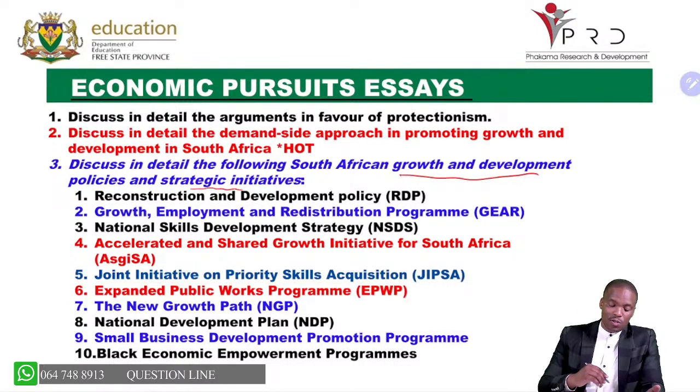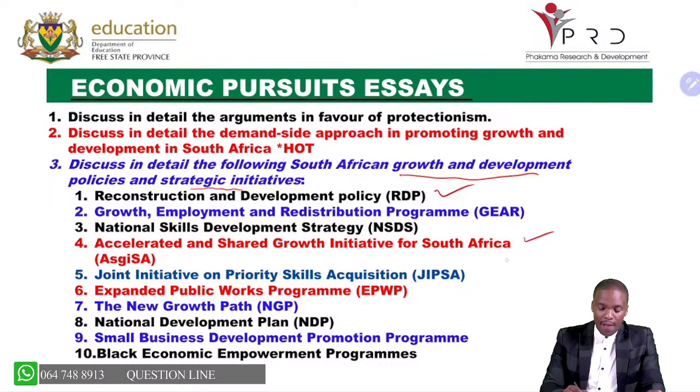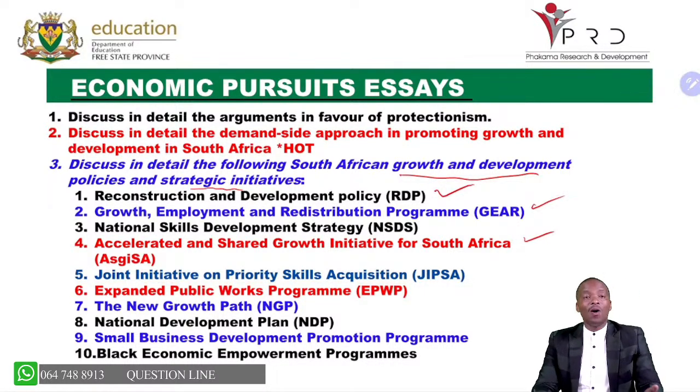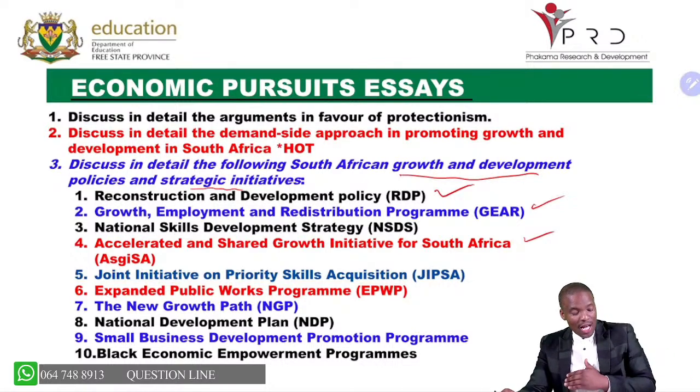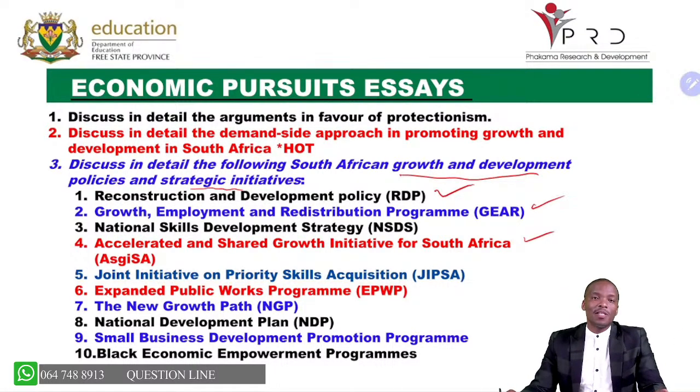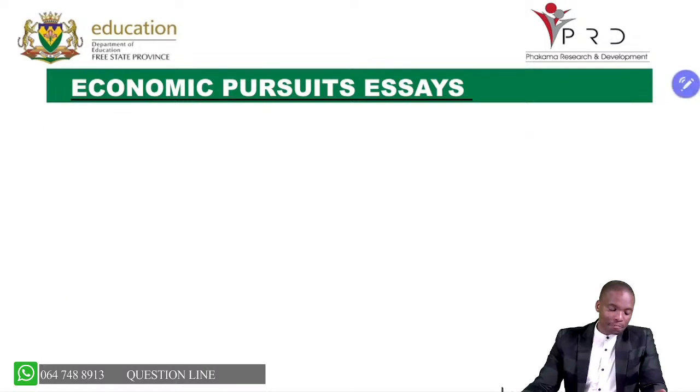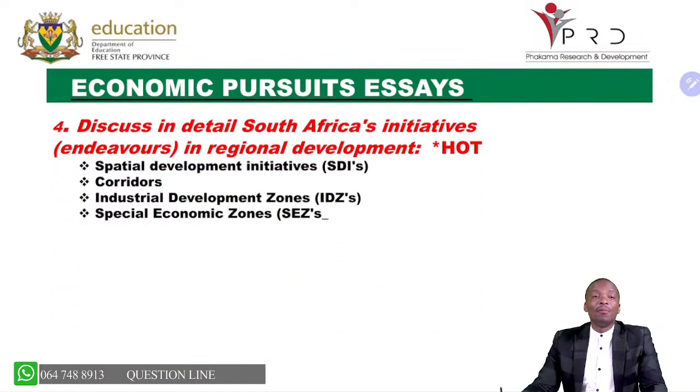Here, we need to be careful. The examiner is not limited to, say, discussing only RDP, GEAR and ASGISA. So you need to know the contents under each. Any combination of these questions may be asked as a form of limitation. But if it's open like this, you can write up to a maximum of, I don't know how many, of these policies here.